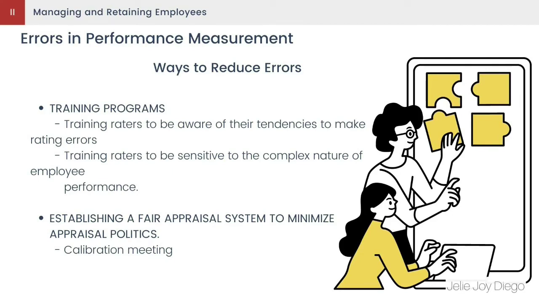Politics also may influence ratings. Organizations can minimize appraisal politics by establishing a fair appraisal system through the conduct of a calibration meeting, where managers are brought together to discuss ratings.